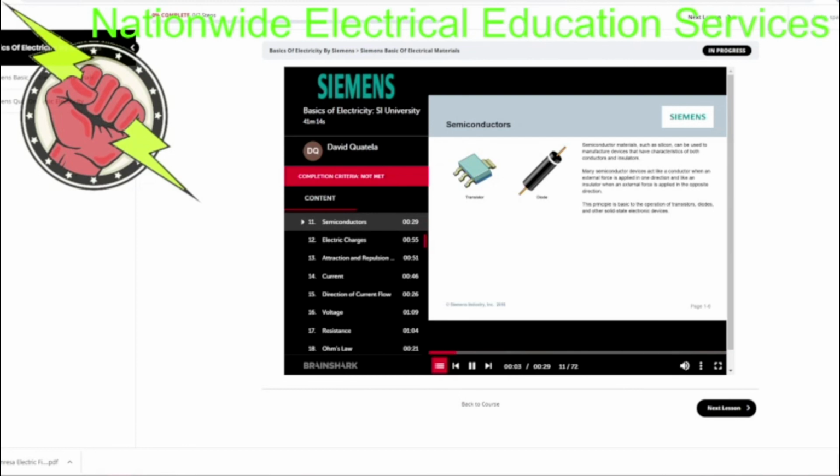Semiconductor materials such as silicon can be used to manufacture devices that have characteristics of both conductors and insulators.